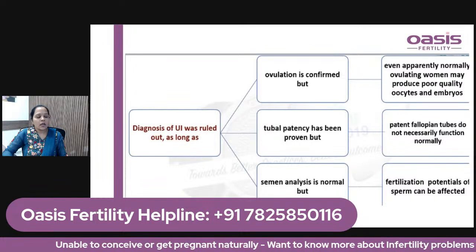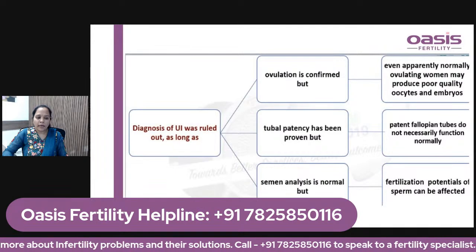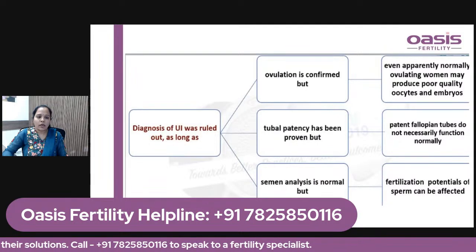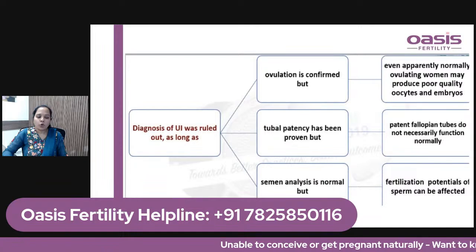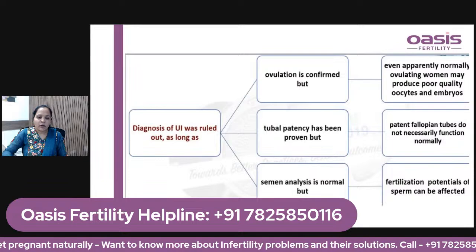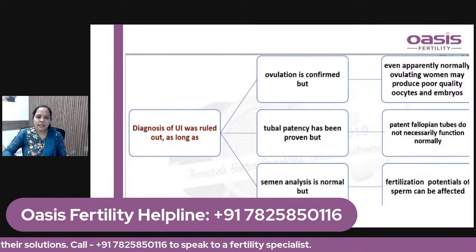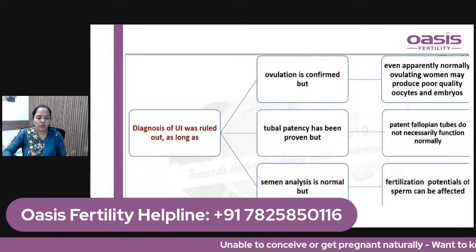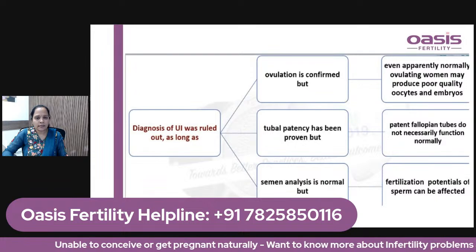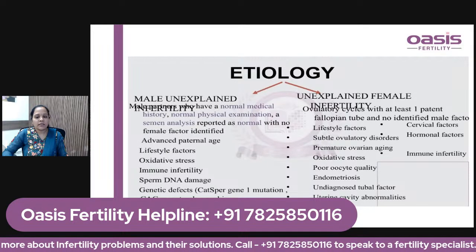As just discussed, the diagnosis of unexplained infertility is made as long as the ovulation is confirmed, the tubal patency has been proven, and the semen analysis is normal. But you should always remember that even if the ovulation is confirmed, normal ovulating women may produce poor quality oocytes and embryos. Even though the tubal patency has been proven, patent fallopian tubes do not necessarily function normally. And semen analysis is normal, but the fertilization potential of a sperm can be affected. So, this all contributes to what is called unexplained infertility, which we would discuss in detail in the subsequent slides.